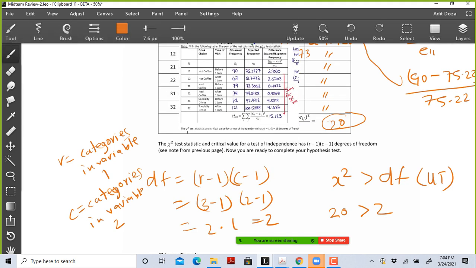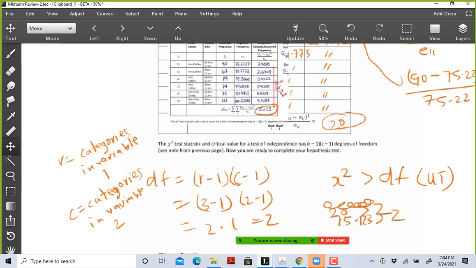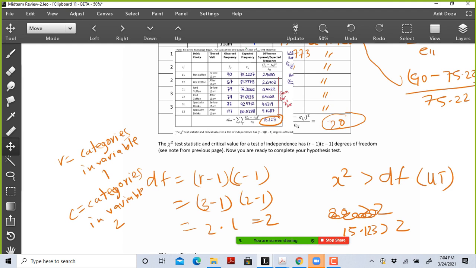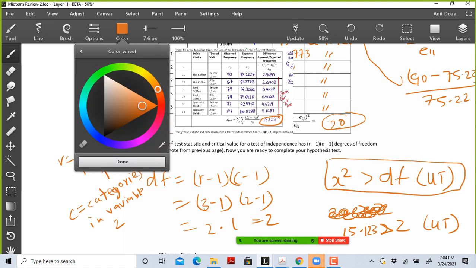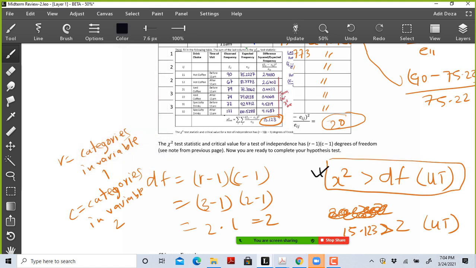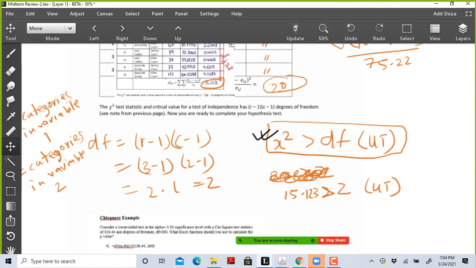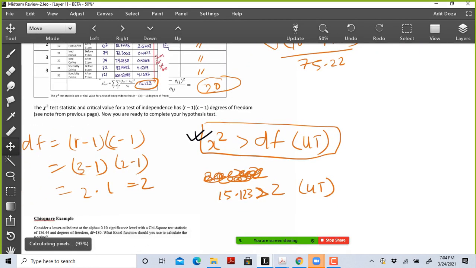Okay. So what is our chi-square value? 15.123, right? This is greater than 2. Agreed? So if it is greater than 2, then it should be in the what? Upper tail or lower tail? Upper tail. Because this condition has been fulfilled, it should be in the upper tail. So let's look at the upper tail chi-square value.